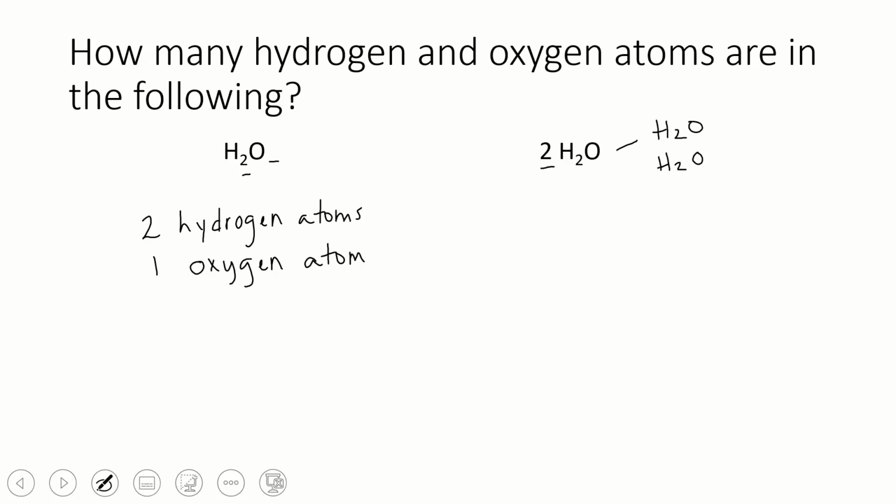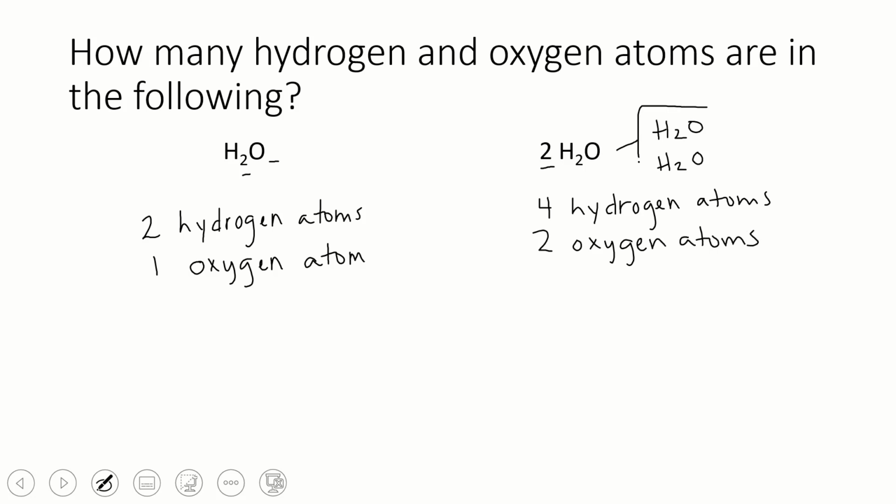So since there are 2 H2O molecules, I now have a total of 4 hydrogen atoms and a total of 2 oxygen atoms. I can see that from the way that I wrote those 2 water molecules, H2O molecules.